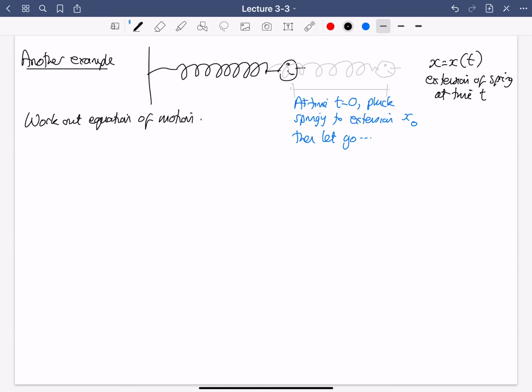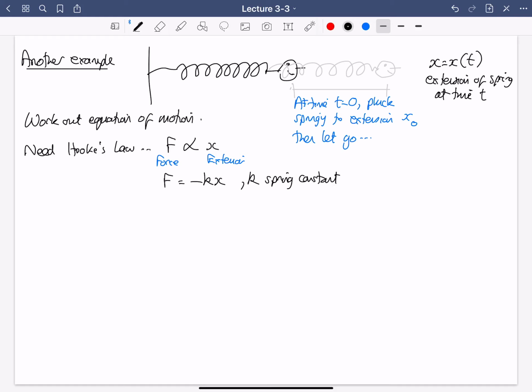Okay, so what we need to know for this is Hooke's law. That's the law that tells you what force a spring exerts. And Hooke's law says that the force is proportional to the extension. So this is the proportional symbol. A better way of writing it is that force is minus kx, where k is this spring constant.